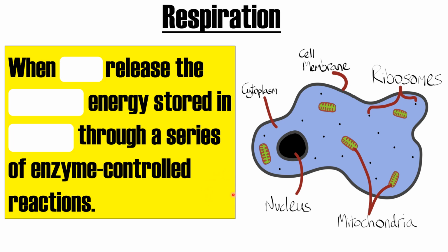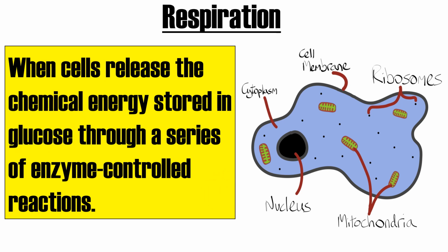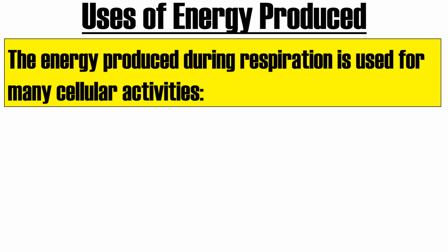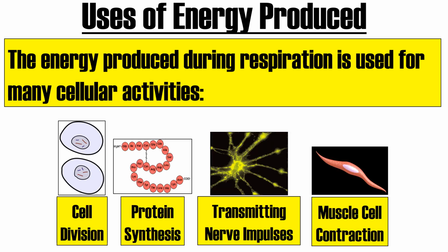And here's just to spell it out, there's a definition again. Respiration is when cells release the chemical energy stored in glucose through a series of enzyme-controlled reactions. That energy is used to make ATP, which is an energy store. And as I mentioned, there are various different uses for the energy stored in ATP, and there's just a few of them there.